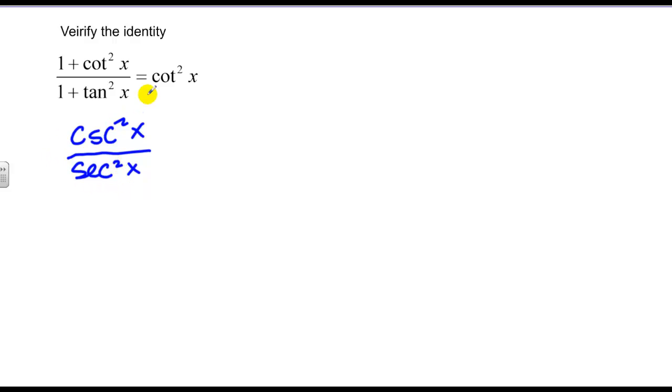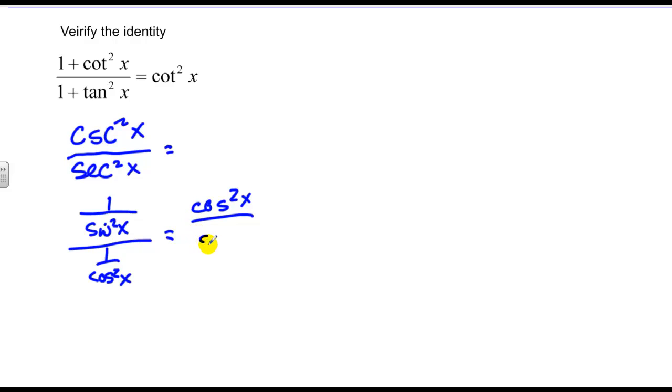And I don't really recognize this as cotangent squared. It could very much well be, but I like getting things in sines and cosines so I can make them look like tangents or cotangents. Cosecant squared is 1 over sine squared, and secant squared is 1 over cosine squared. Now I can multiply by the reciprocal of this denominator and get cosine squared over sine squared, which is cotangent squared, which is exactly what I wanted.